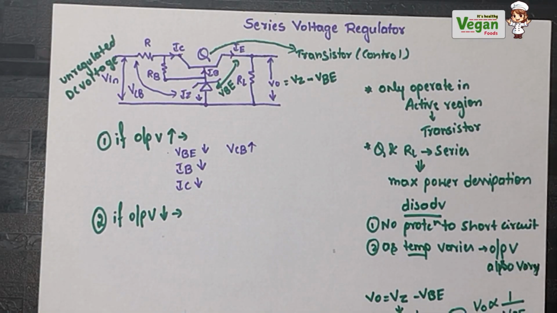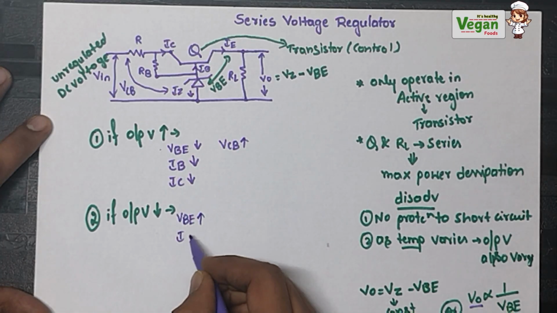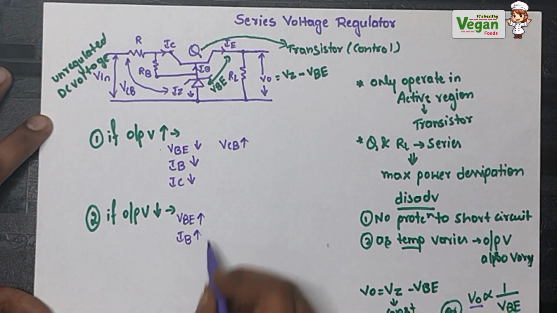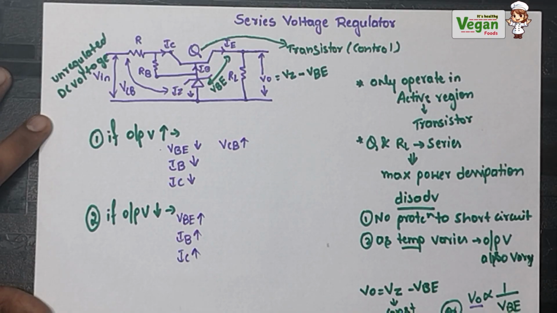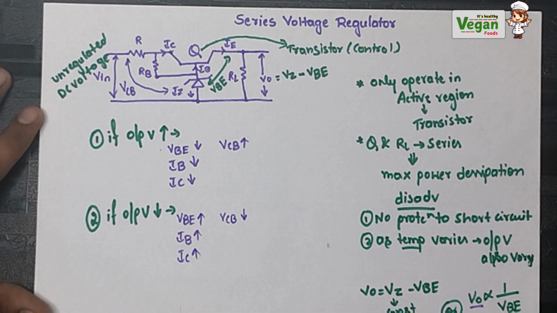Second condition, that is, if the output voltage decreases, then the VBE value will increase. As the VBE value increases, the current IB will also increase. As the output current increases, the input current will also increase. As the input current increases, VCB, that is the input voltage, will decrease. So write these conditions so that the series voltage regulator conditions are satisfied.